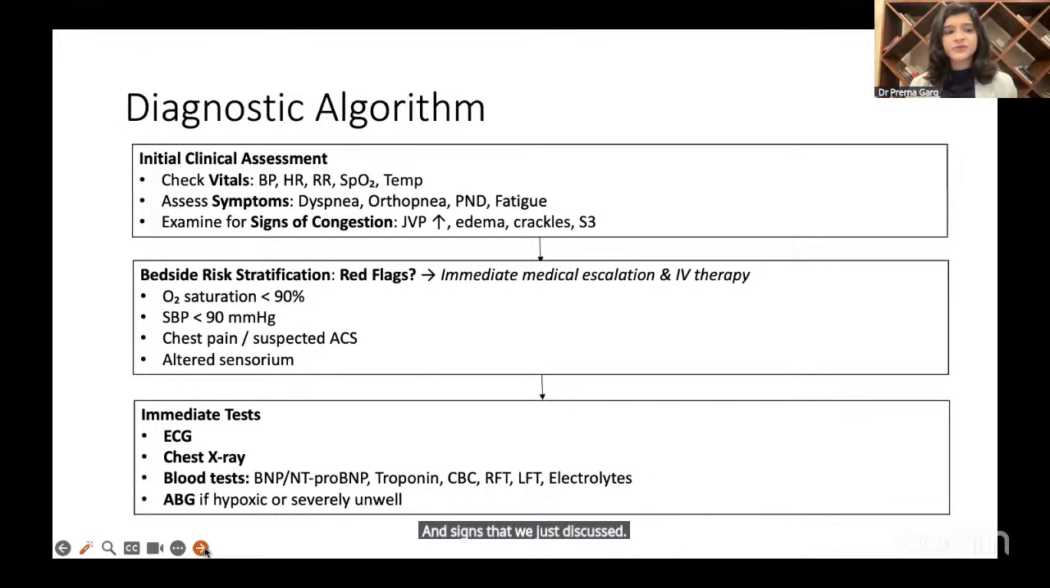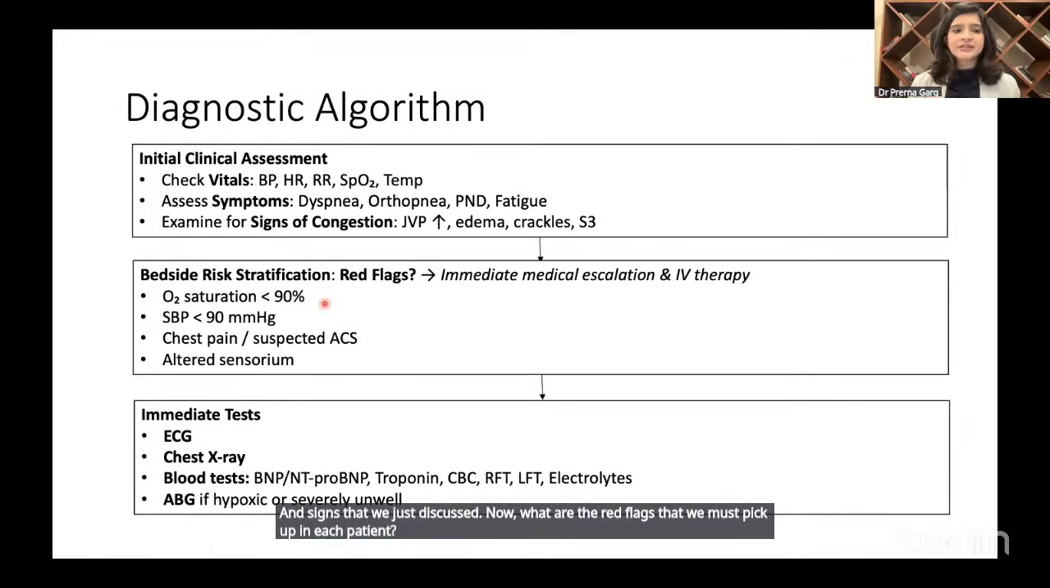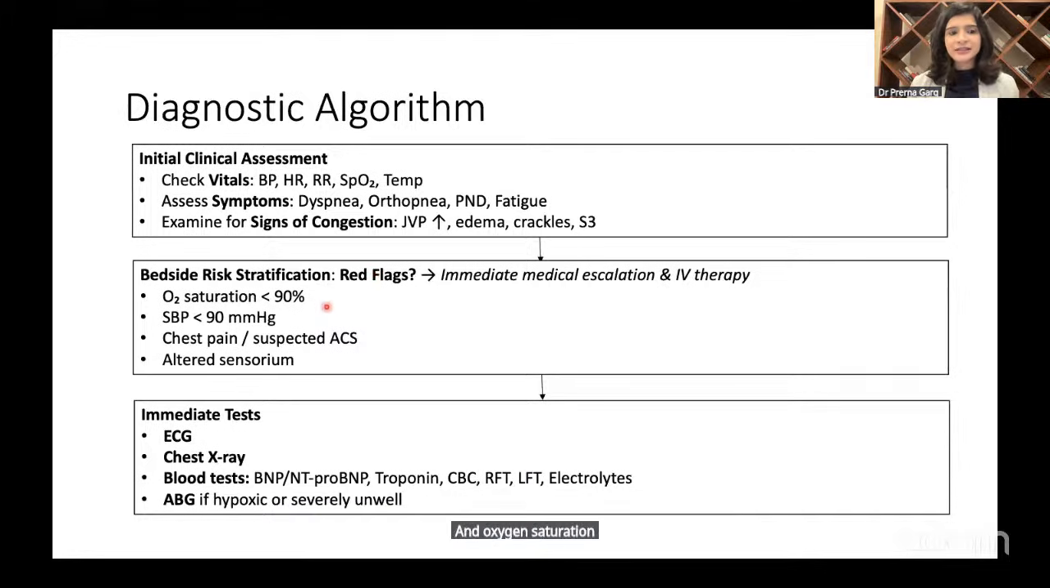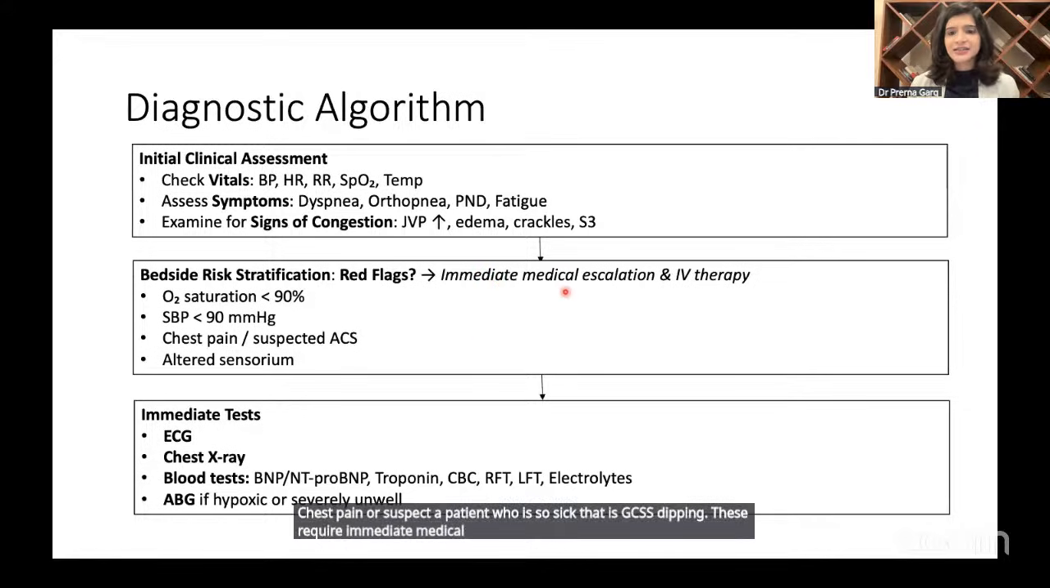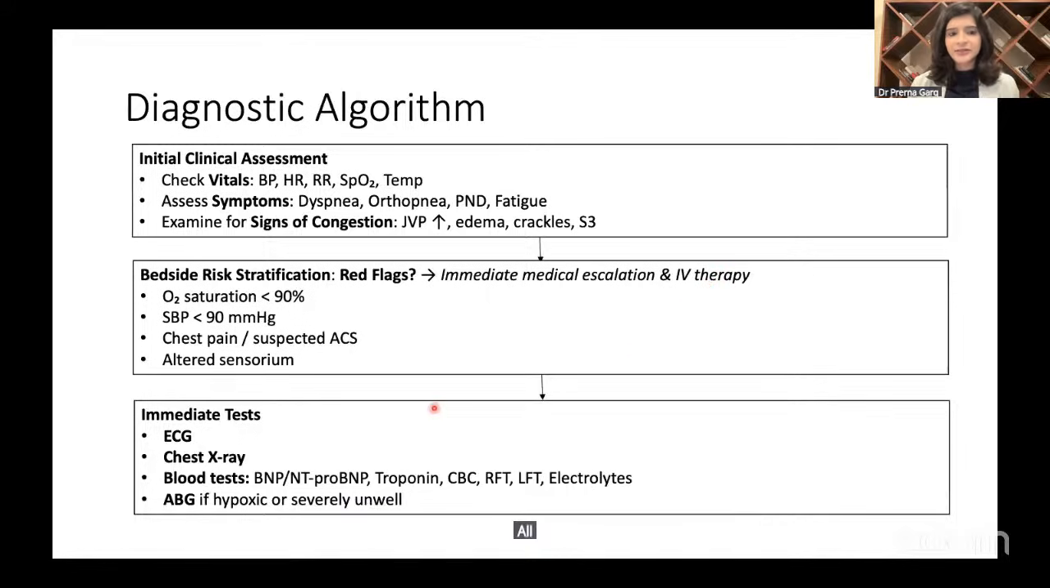Now, what are the red flags that we must pick up in each patient? An oxygen saturation of less than 90%, hypotension, SBP less than 90, chest pain or suspected, a patient who is so sick that his GCS is dipping. These require immediate medical escalation and IV therapy. All patients of heart failure who are coming to us must have a panel of tests.